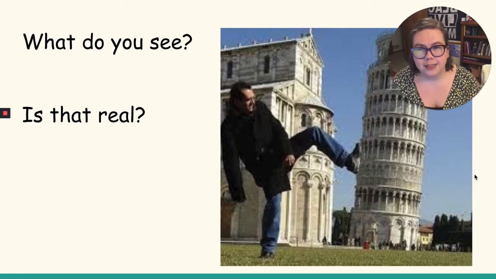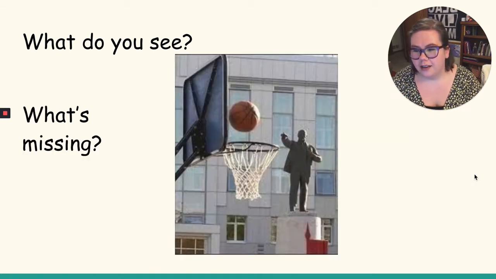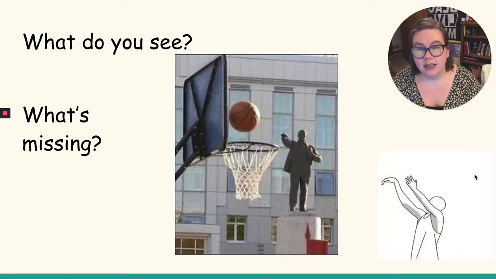How about this one? What's happening? And is it real? Again, if we change the perspective for a picture like that, it makes a big difference with what we actually see. And finally, what are you seeing? And what's missing? The other person actually throwing the basketball, right? So again, for all of these pictures, the point is simply that the perspective that we're looking at makes a big difference for how we understand things and how we talk about them.